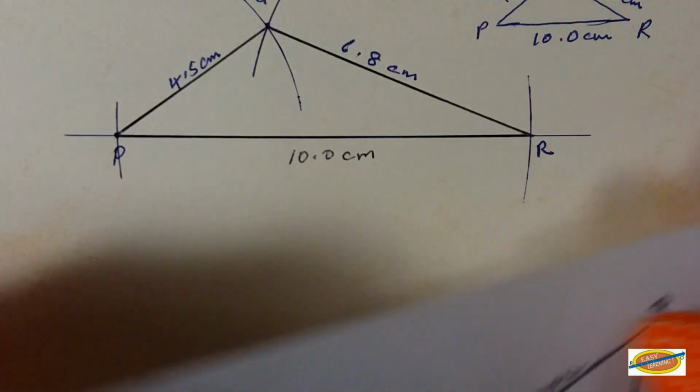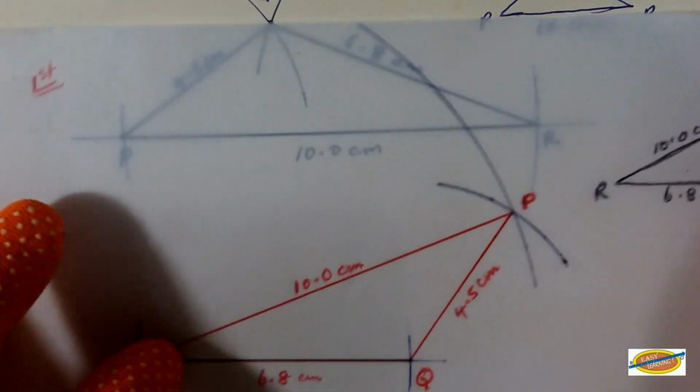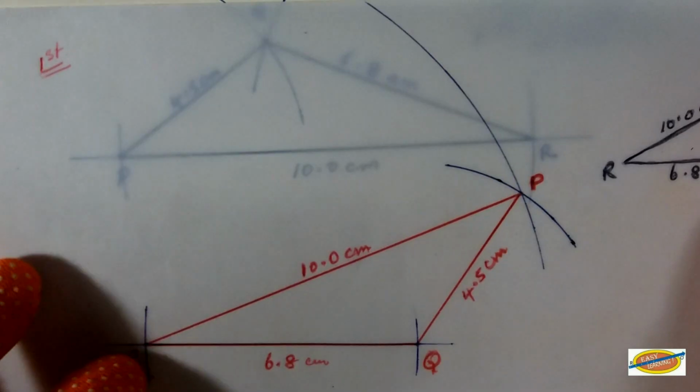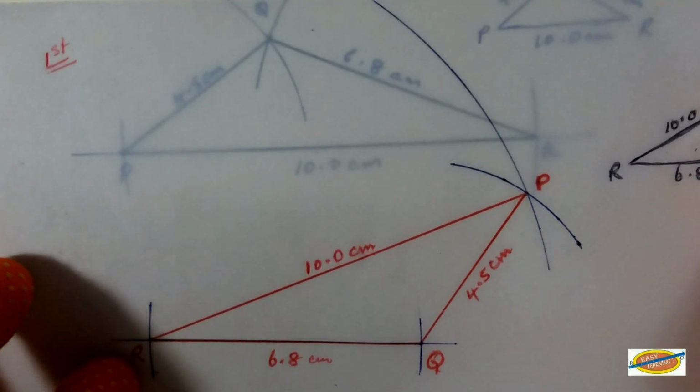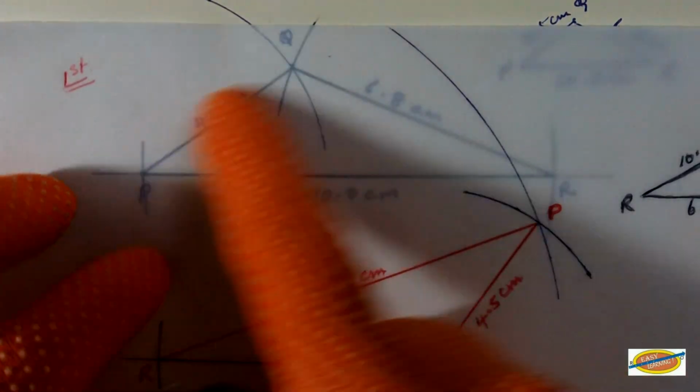So even though these two triangles look different, they're not. They are the same unique triangle.